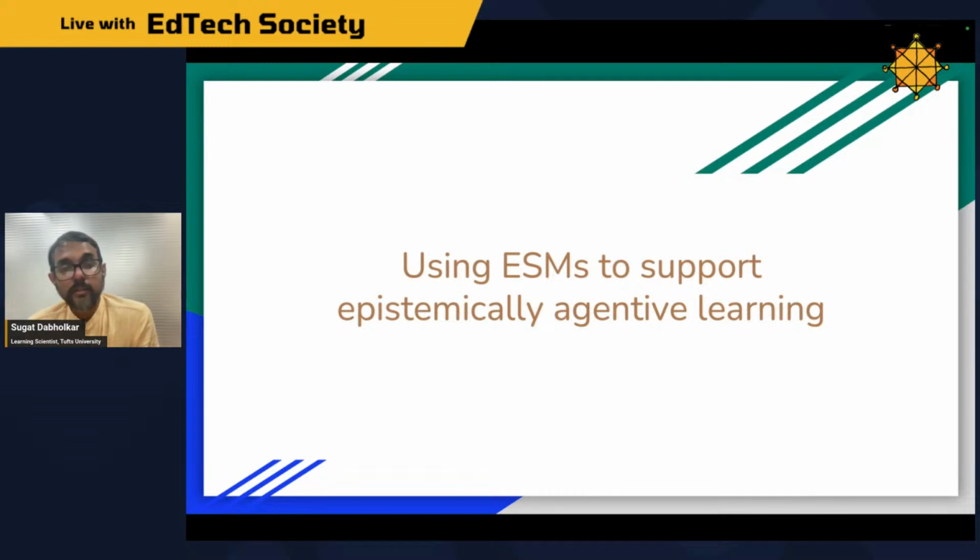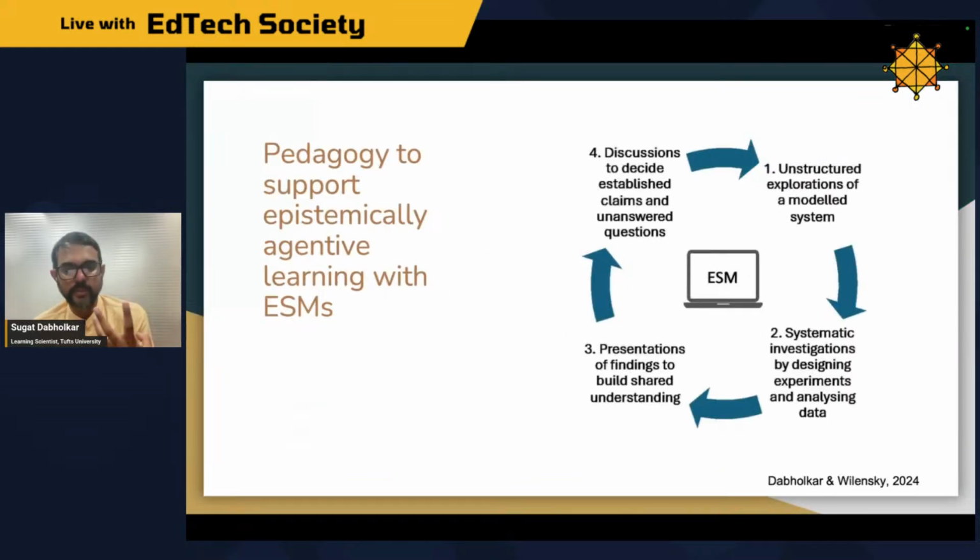So how can we use these agent-based computation models designed as ESMs to support this? And so my research has identified 4 stages in which we can do that. So this is the pedagogy of using ESMs. First, students should do unstructured exploration of the model system. They should just play around with it. And the model of mice that I showed, I would give it to students and ask them, okay, here is a model of a population of mice in a desert, and there are some buttons, etc., etc. See what you observe. Do you see anything interesting? And they share their ideas.